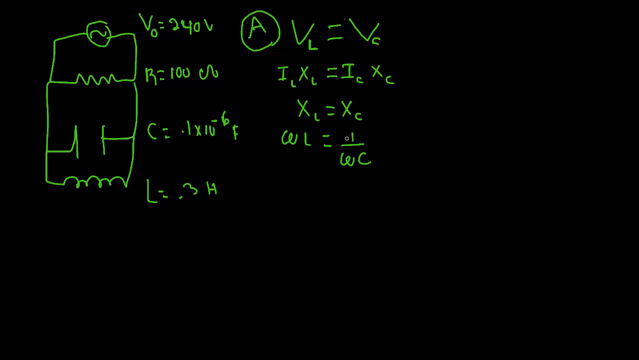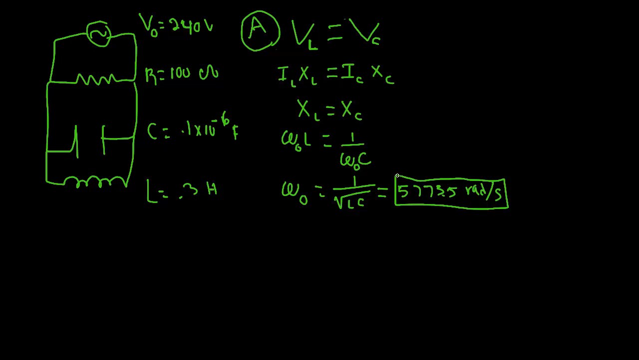And because we're in resonance right now, our angular frequency will be equal for both, because they define the frequency at which we're in resonance. So we're going to put an omega naught to show that they're equal to each other. And so after some algebra, you'll realize that omega naught will be equal to 1 divided by the square root of L times C. And by plugging in the inductance and the capacitance, that is equal to 5,773.5 radians per second.